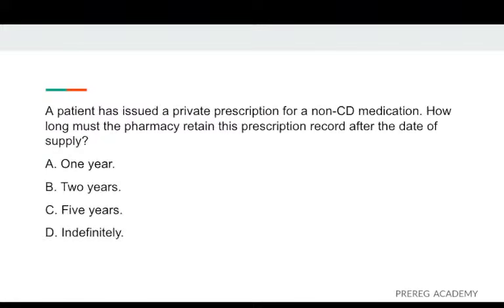The patient has been issued a private prescription for a non-CD medication. How long must the pharmacy retain this prescription after the date of the supply?